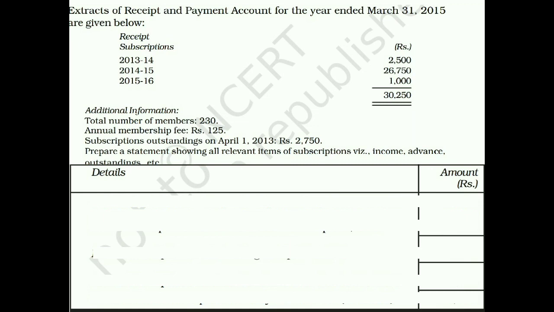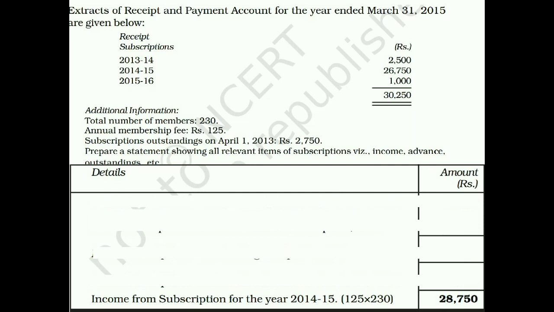Whenever the number of members and the amount of subscription are given, it is too easy to find the amount of annual subscription, because definitely how many members there are and what the fee amount is, you can multiply that and get the amount directly. In this type of question, we can directly find the income from subscription for the current year. Income from subscription for the year ended 2014-15 is 125 into 230, that is 28,750. So we are getting the last amount with ease.